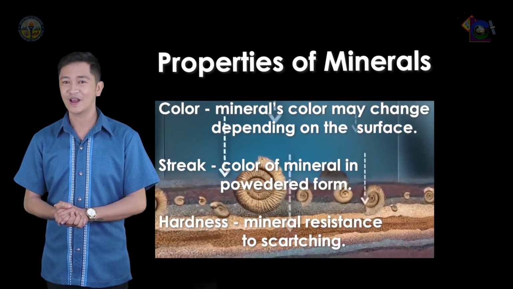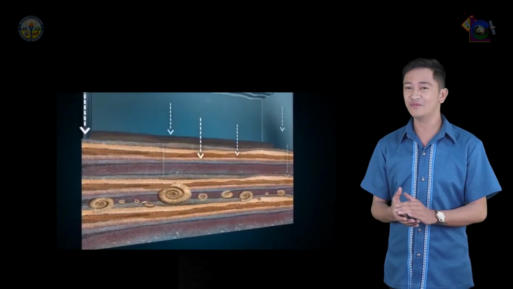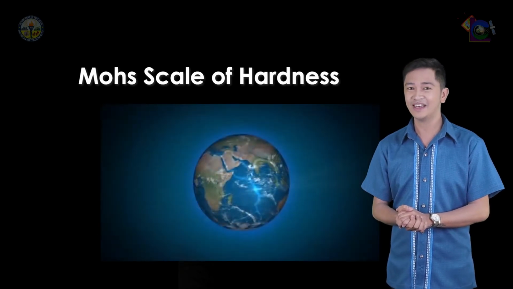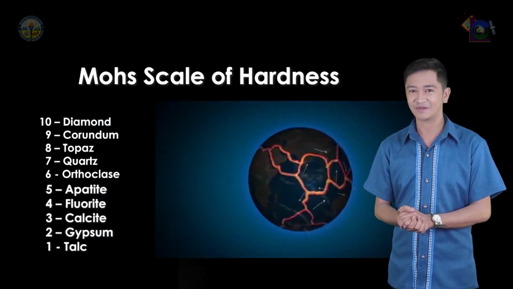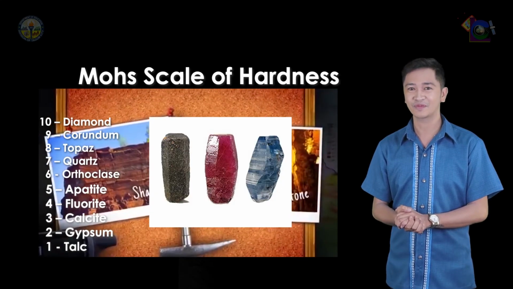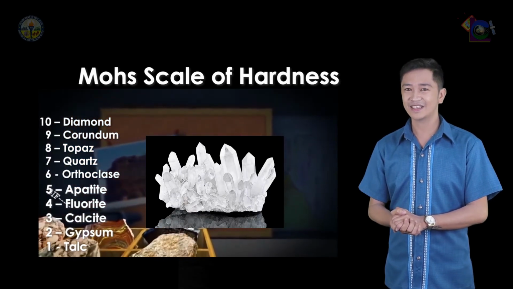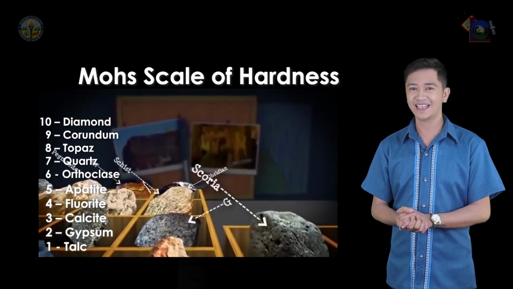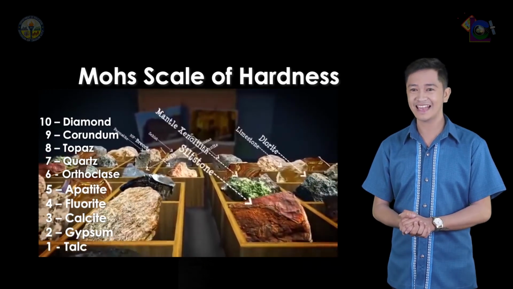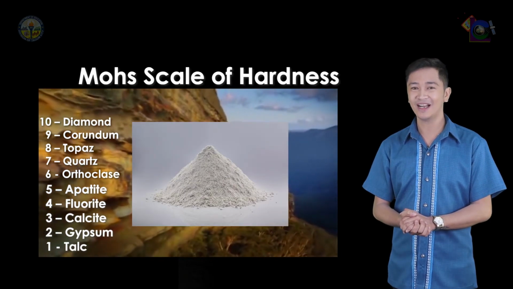Third is the hardness. Minerals' resistance to scratching. To determine the hardness of minerals, one must use the Mohs scale of hardness. Diamond is the hardest with a scale of 10. 10. Diamond. 9. Corundum. 8. Topaz. 7. Quartz. 6. Orthoclase. 5. Apatite. 4. Fluorite. 3. Calcite. 2. Gypsum. 1. Talc.